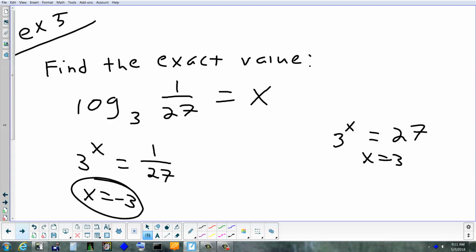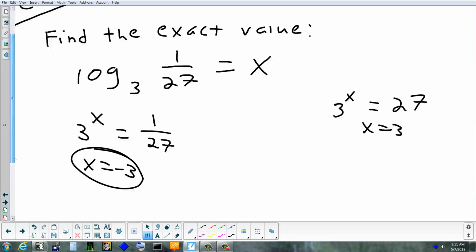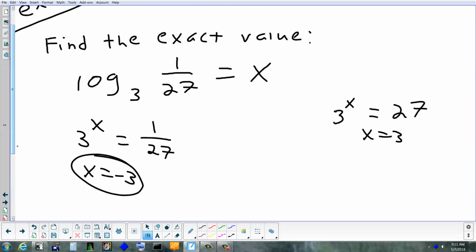Okay, so anytime you want to get a fraction, specifically less than 1, you've got to have a negative exponent. So really, just focus on the number in the bottom. 3 to what power gives you 27, and then make it a negative. Okay. Any questions on that one?